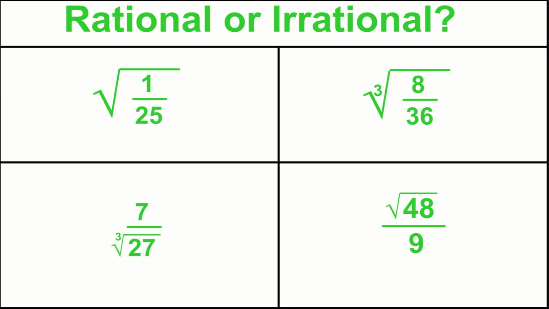So when we take the square root of 1/25, that's going to be 1/5. We know both of those. So what that does, I'm just going to put an R, that's going to make that rational. Okay? Everybody kind of follow?